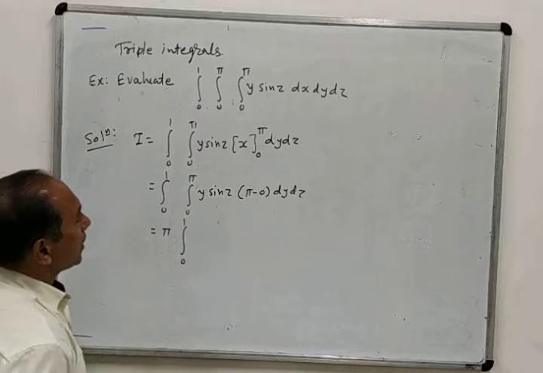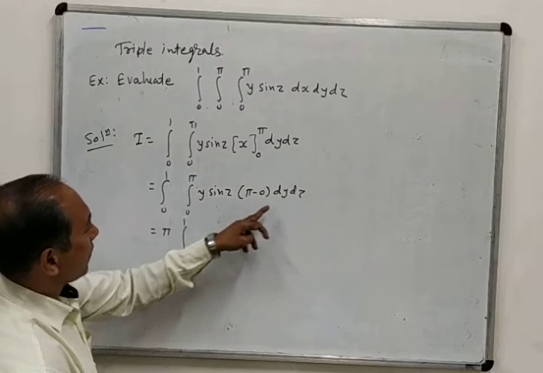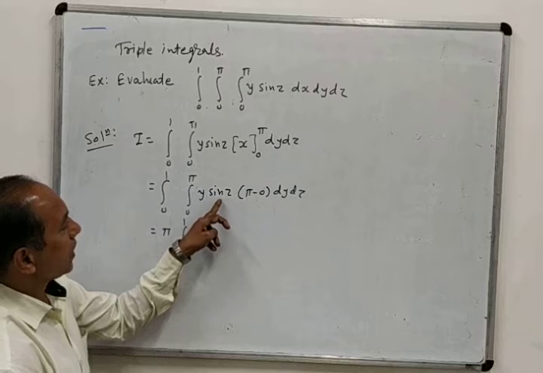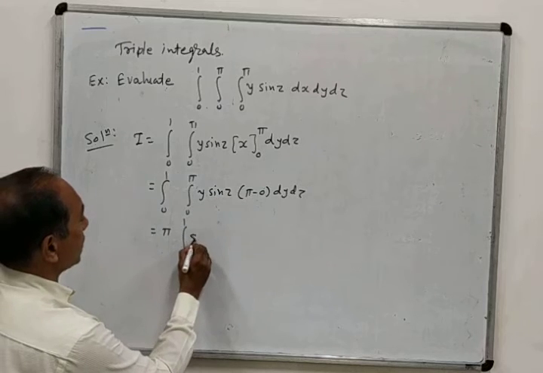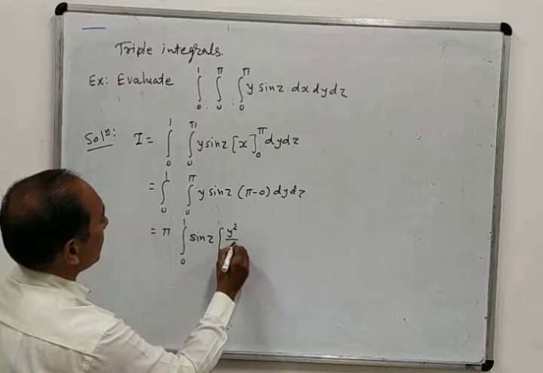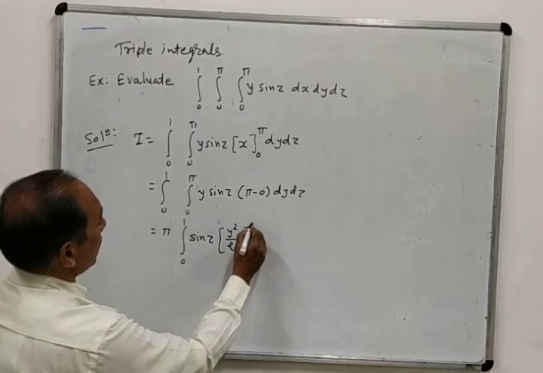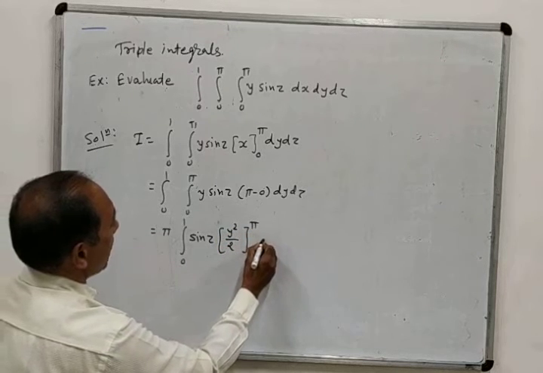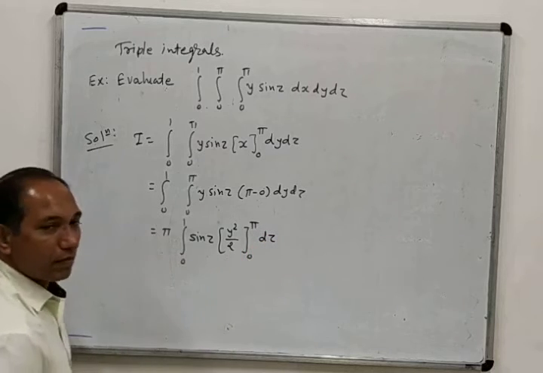Now the integration is with respect to y. When we integrate with respect to y, z will remain constant. So sin z is constant, so we will take it outside. And y has the integration y square by 2. So the limits of integration are from 0 to pi, and now we will write down only dz.